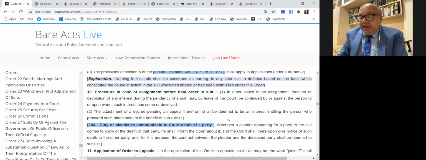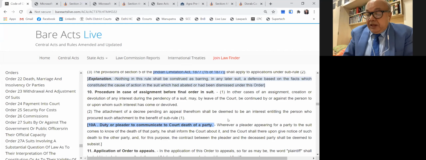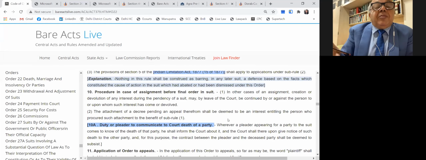See the procedure in case of assignment before final order in the suit. In cases of assignment, creation or devolution of any interest during the pendency of a suit, the suit may, by leave of the court, be continued by or against the person to or upon whom such interest has come or devolved. Now, this provision enables the assignee to come on record as the plaintiff in place of the original plaintiff. That is called substitution of the parties.